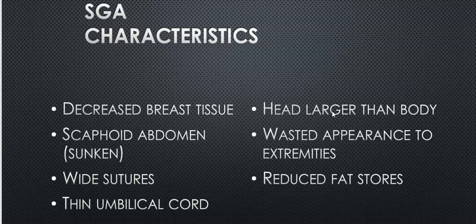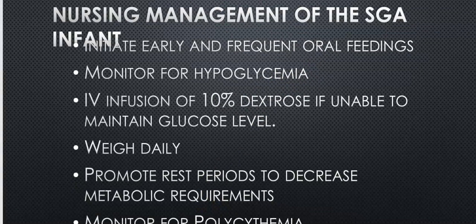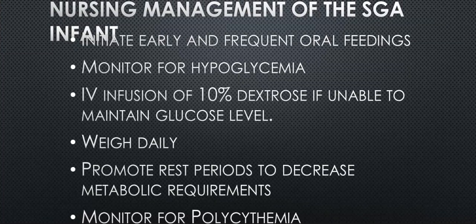Babies that are IUGR, you may see a baby whose head is larger than their body. Their extremities may appear to be wasted, and they have reduced fat stores, which babies who are small for gestational age may also have. When you're looking at the nursing management of the SGA baby, again, some of these may be similar to the IUGR baby as well.